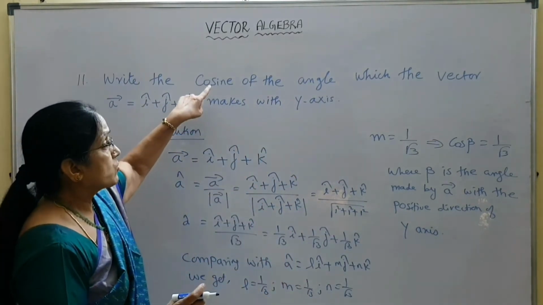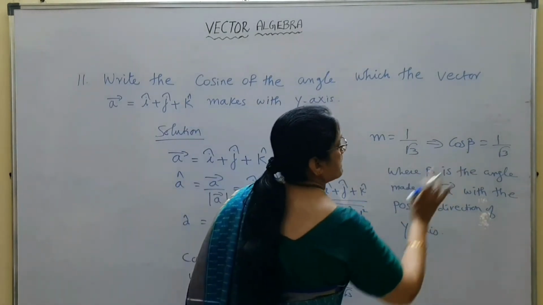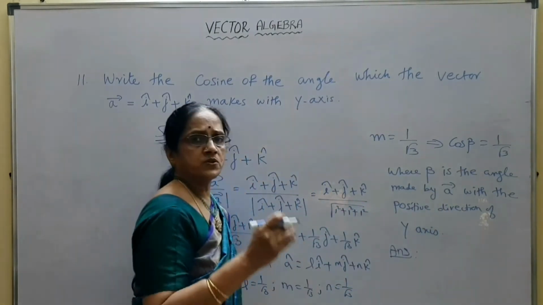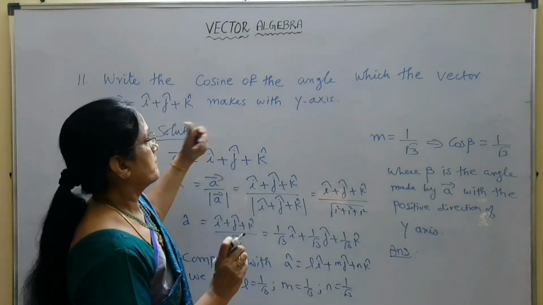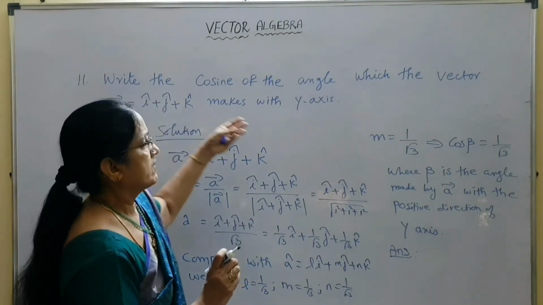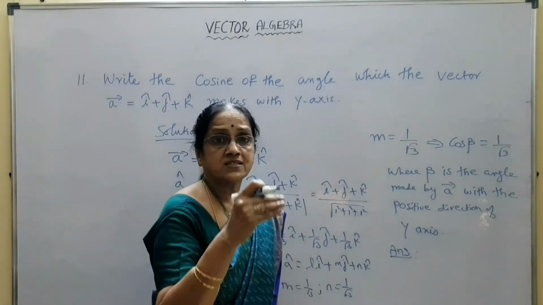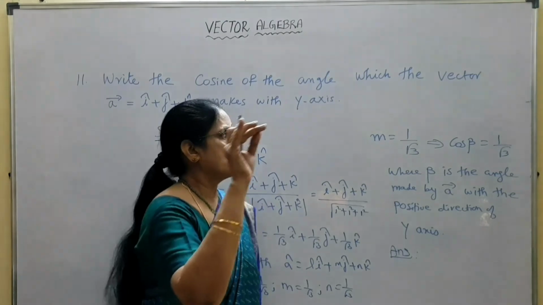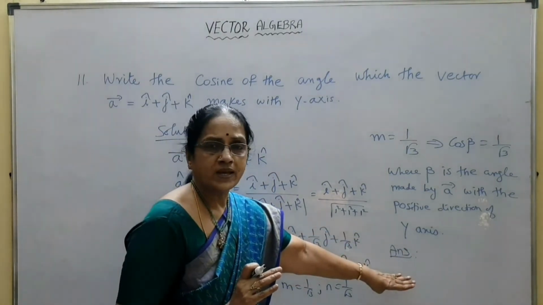You need to find only cosine of the angle. So you have to stop with cos beta. Finally, you need to write the answer stating that the cosine of the angle made by the vector A with the y-axis is nothing but 1 by root 3. That is cosine of the angle you have mentioned, so equal to 1 by root 3. That is how you will be concluding your answer.